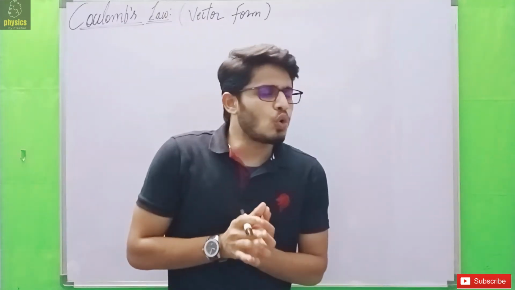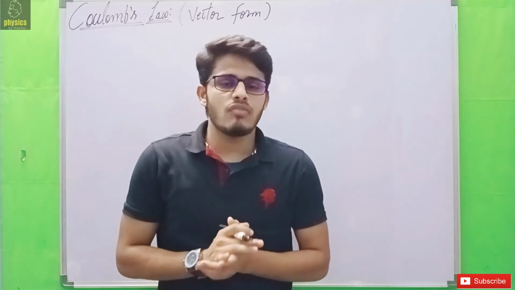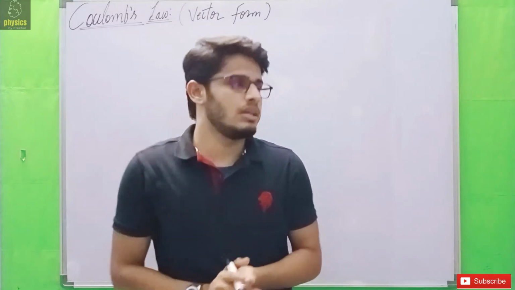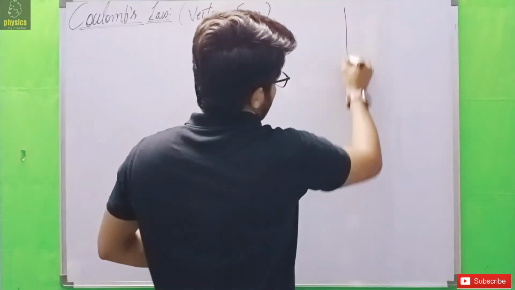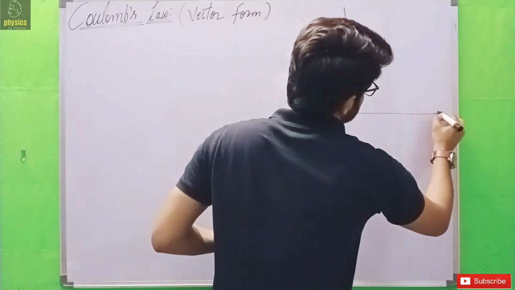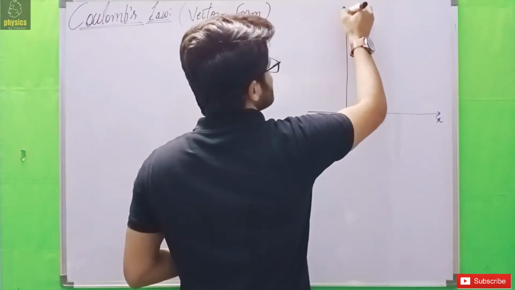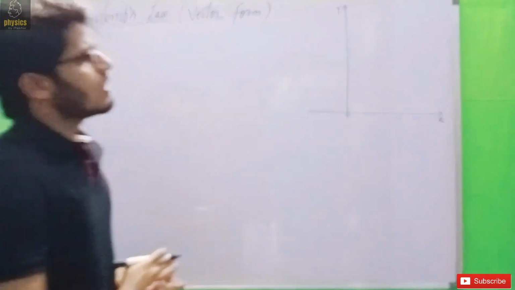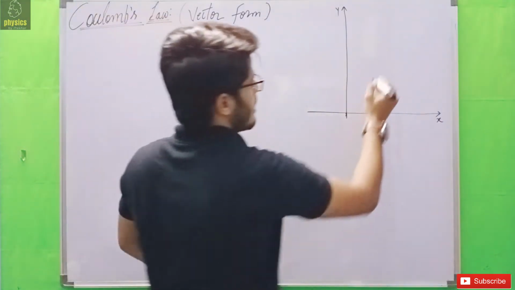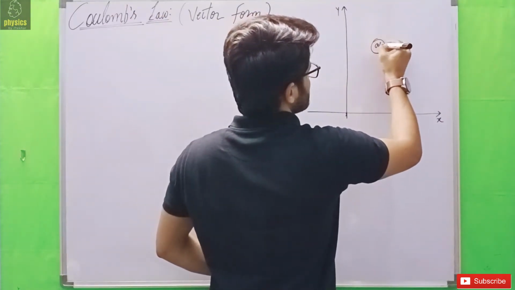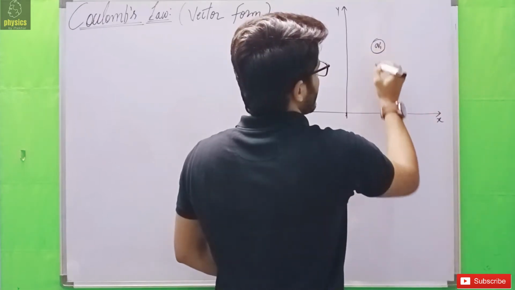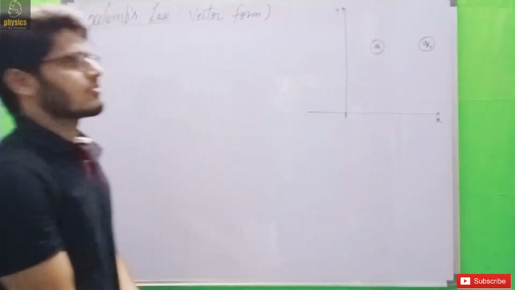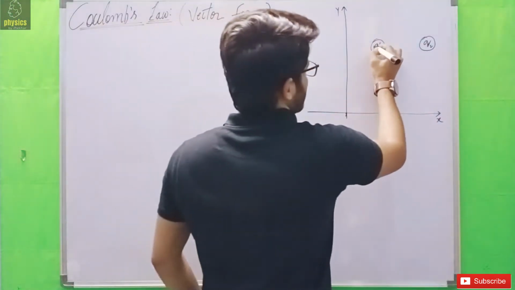To express the Coulomb's law in vector form, we have to take the help of the coordinate system. A frame of reference is needed. So here I have a reference frame, x-axis, y-axis. These two are enough. Now in this frame, I have two particles, Q1 and Q2. Let them both be positive.